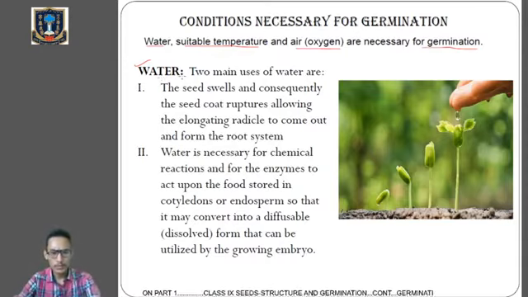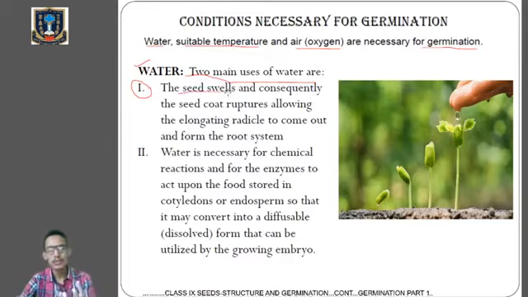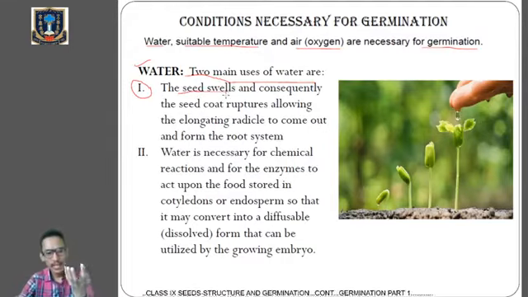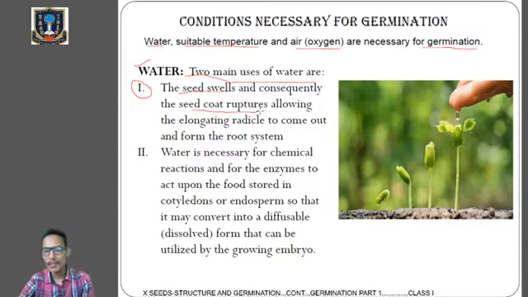So, the two main uses of water are: number one, the seed swells up. When the seed absorbs the water, it will swell up. Clear? And at the same time, the seed coat will rupture. The seed coat will break. That means the testa and tegmen, the two outermost protective layers of the seed. If you remember, we have done the testa and the tegmen. These are the layers which provide protection to the seed.